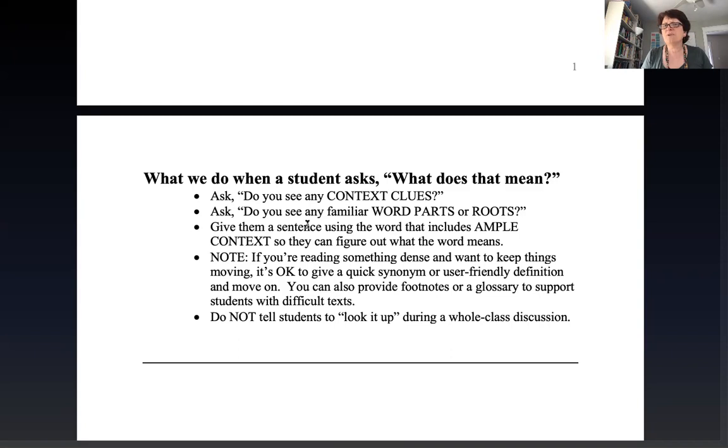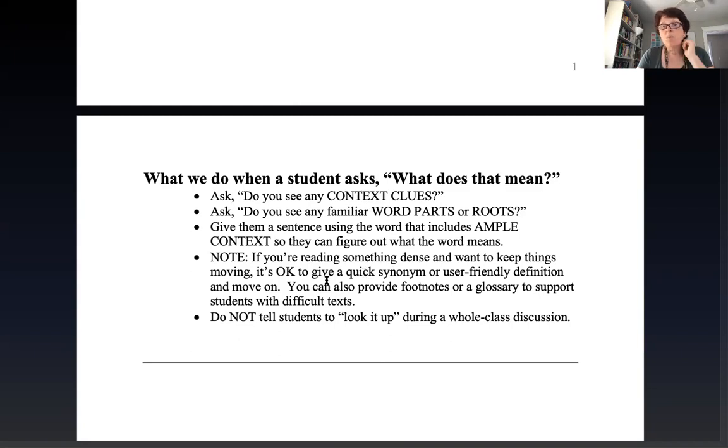You can also give them footnotes or a glossary if that's what's going to help them get through a dense piece of text. You don't want to direct them to go look it up, especially if you're in a whole class discussion, because that just leads to students getting unplugged and not paying attention while they wait for somebody else to look up a word. And a lot of times when students look up words in the dictionary, they don't understand what the definitions mean. So it's really not a good use of time.